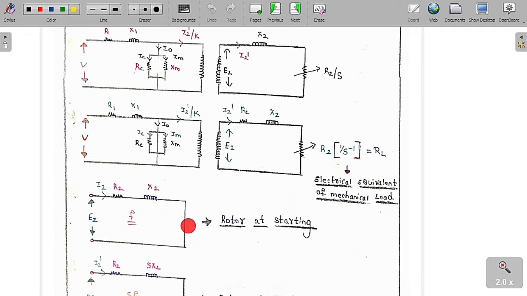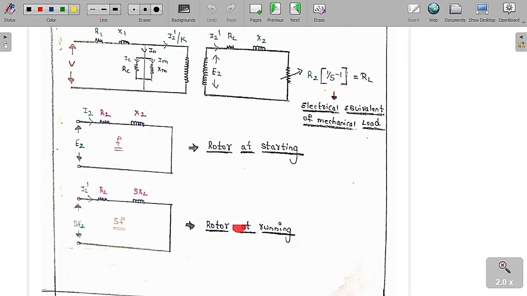And now we will see the running condition. So now at running condition, what is going to happen? At running condition, I have already told you a very important point, which is the same thing. If you see, you can draw this circuit or you can draw this circuit, both are the same. So you can draw either this circuit or you can keep this circuit.